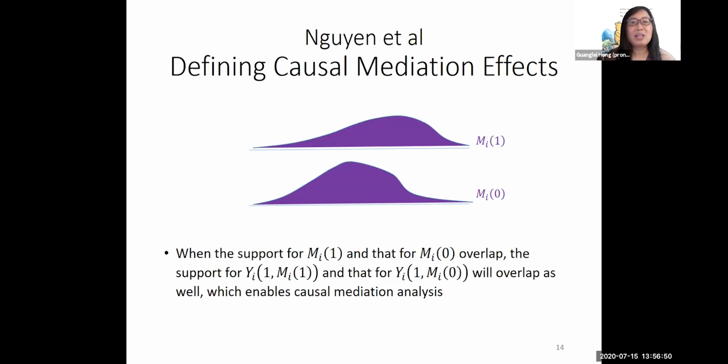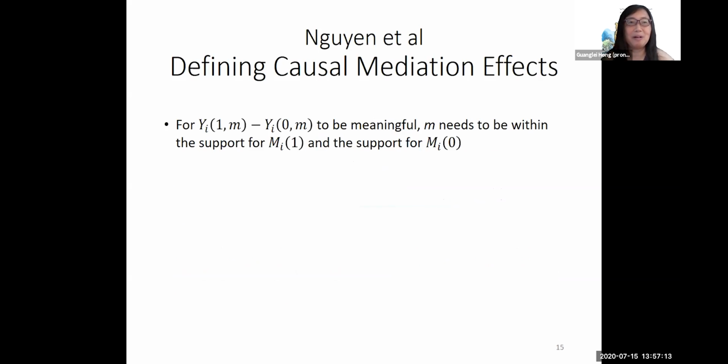So, and here you can show clearly what is support for. I think the support idea is clear. If there's no support, the treatment effect is not defined for the individual, right? And it's important that you need the support to enable causal mediation analysis when it involves Y1 and Y0.